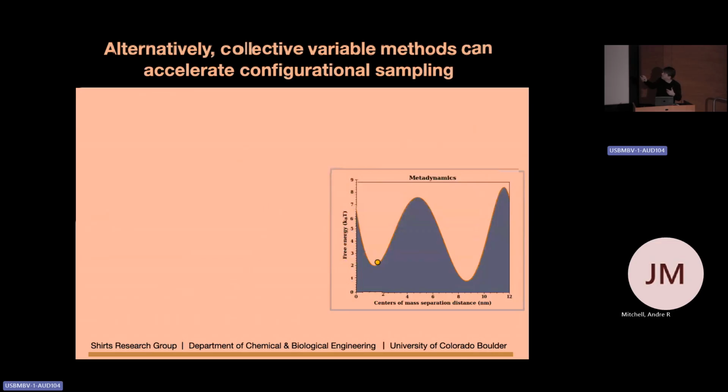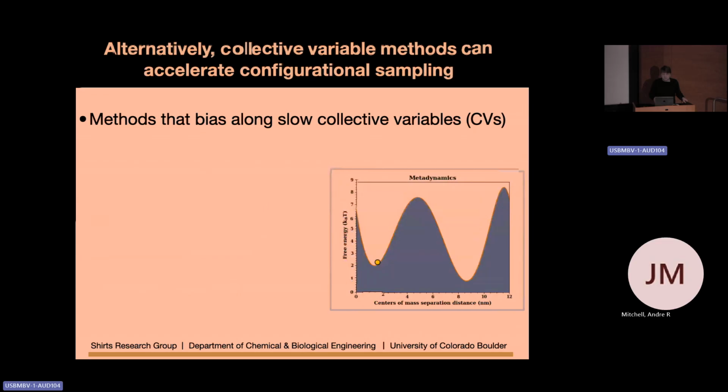Alternatively, collective variable methods have been frequently used to accelerate configurational sampling and sample through space.